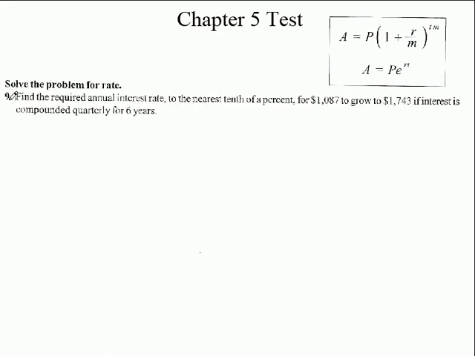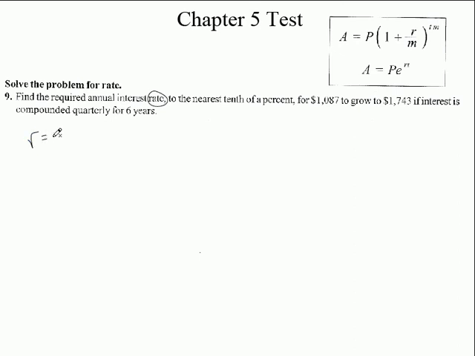Alright, let's keep moving along. Number 9. This is probably the trickiest of all the rate problems. It says find the required annual interest rate. So that's what we're looking for, is the rate. Let me change a couple things here. I always forget to do that. Should have done that right at the beginning. Let's try that again. Find the interest rate.